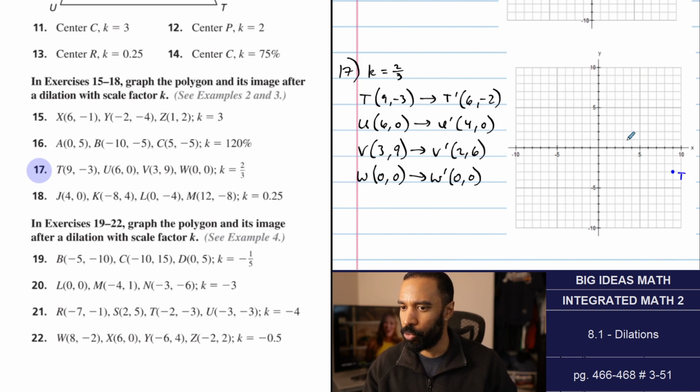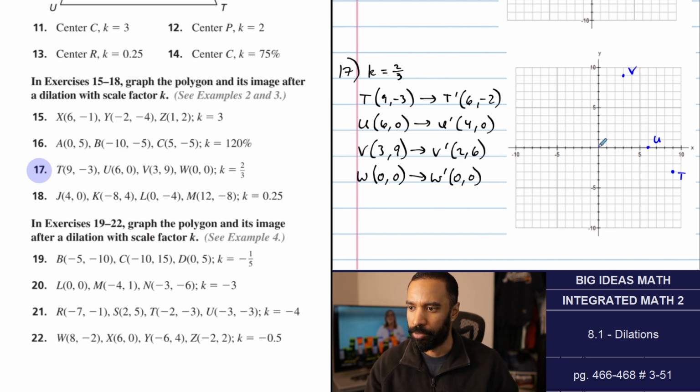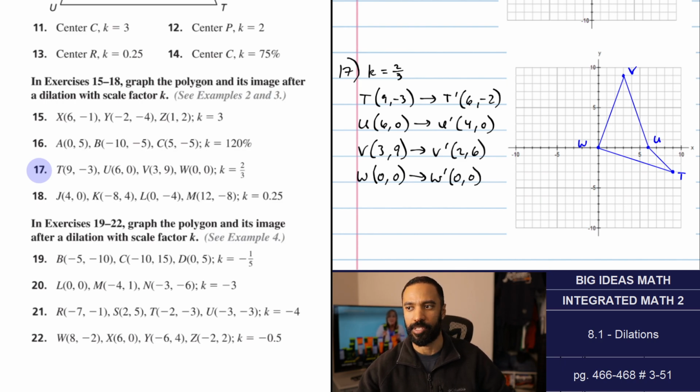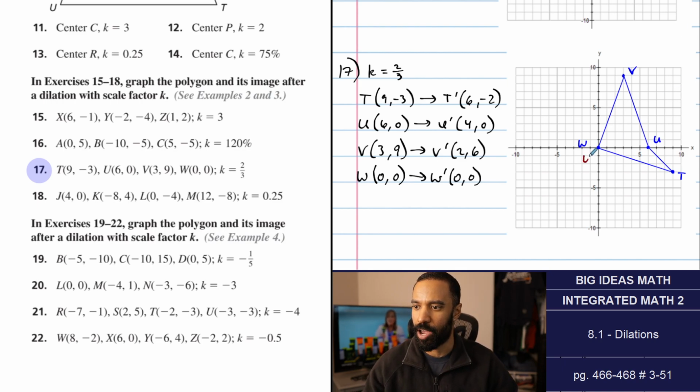T, boom, U, and I got to read the proper ones here, boom, V, 3, 9, some kind of quadrilateral, isn't it? W, oh, this is a convex quadrilateral, okay. Now it is a reduction, so we are expecting to get smaller, but, excuse me, it's a concave quadrilateral, not convex. This thing angles inward like that. So we're going to see things shrink into that. But remember, W prime is at the same exact place. So W prime is also right there. That's not going to change.